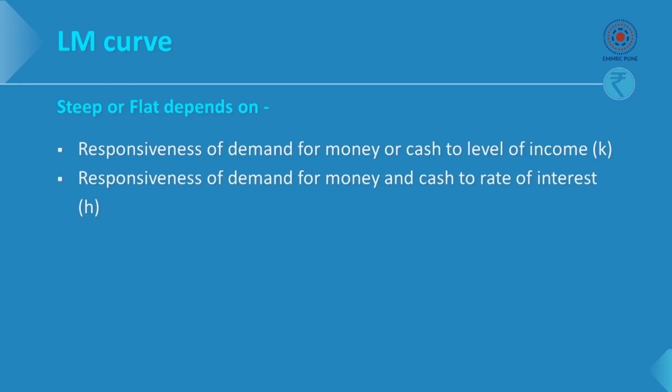Second, the responsiveness of demand for money and cash to the rate of interest, that is H. The steepness or flatness of the LM curve is also determined by the sensitivity of demand for cash to change in the rate of interest. As the interest rate is the opportunity cost of holding cash, a higher rate will prompt less cash holding. A low H implies a steep LM curve, while a flat LM curve is because of a high value of H.